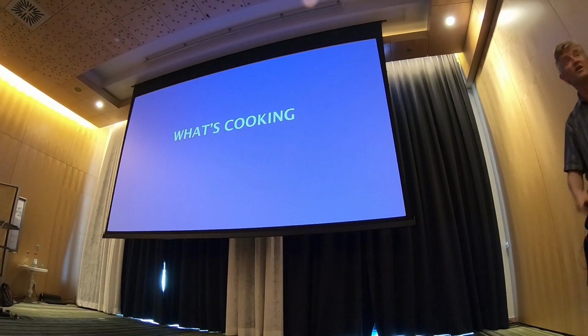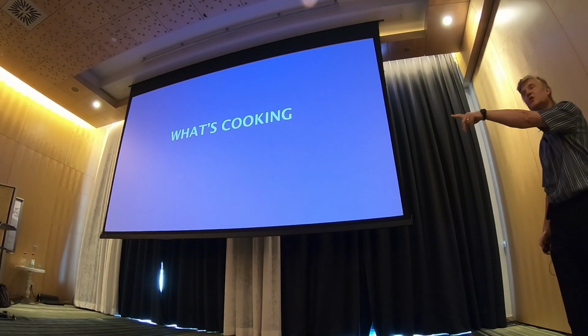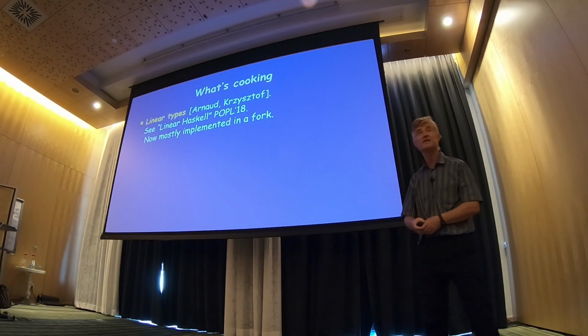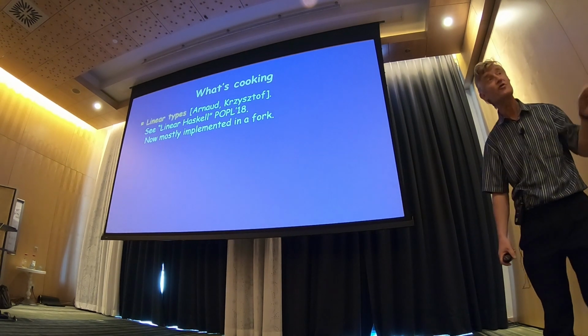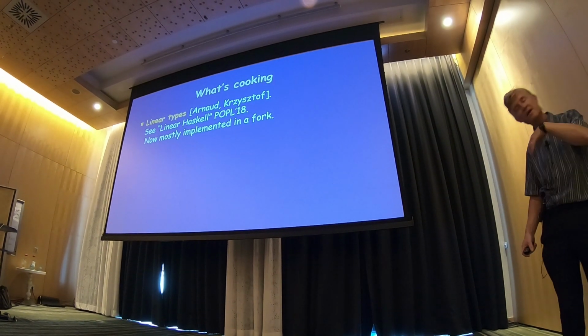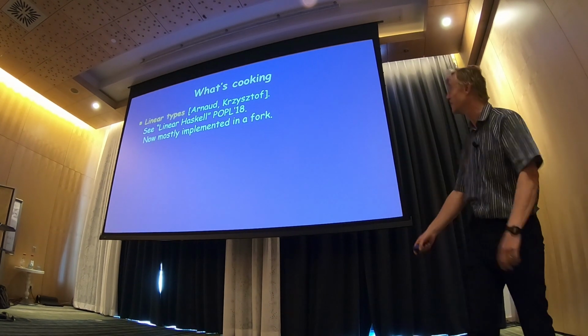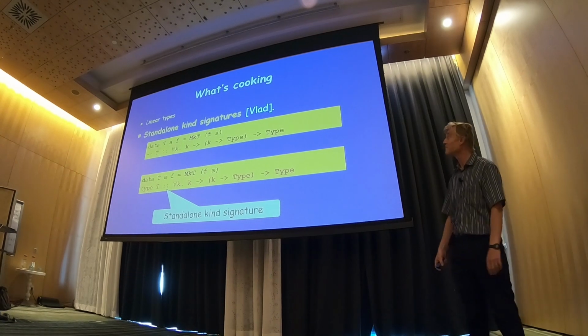A little bit about what's cooking, what's happening. So people who've got something to say about what they're working on in GHC, just drift near to the front, and so you're ready. Here's some things that I know. Linear types. Many of you will know about Linear Haskell, and Arnaud and Christoph have been hard at work actually implementing linear types on a fork. Richard and I are committed to doing lots of code review on this. Mostly it's sort of there.